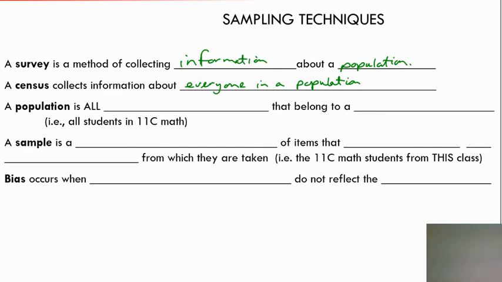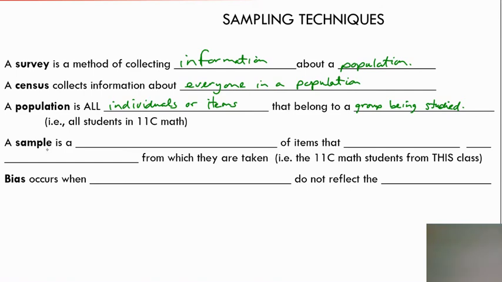Okay. A population is all the individuals or items that belong to a group being studied. Right. So this could be things, people, or things, right, that we're talking about. For example, all students in the grade 11C math class.